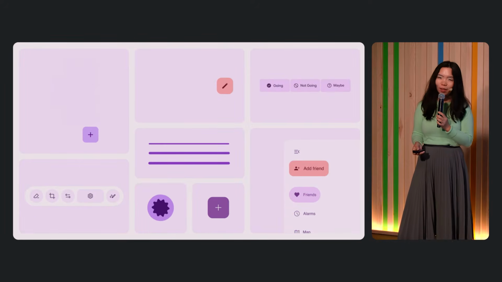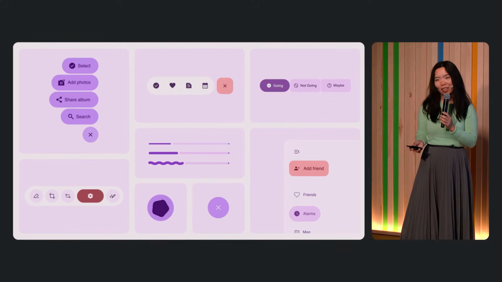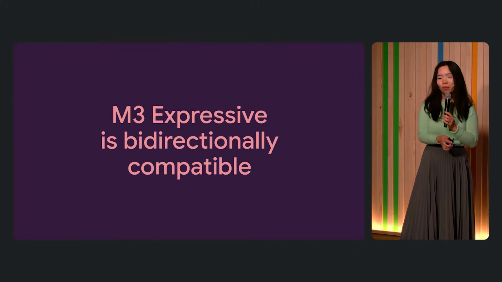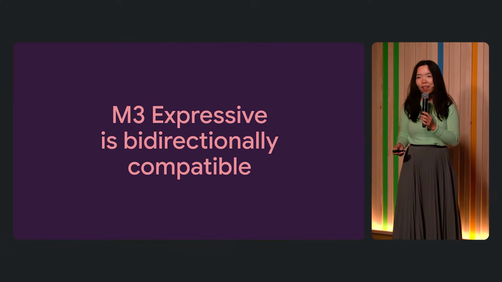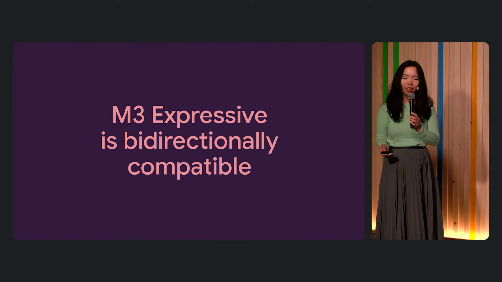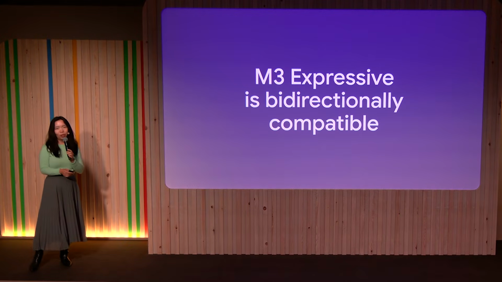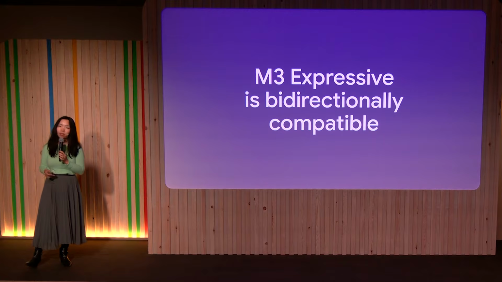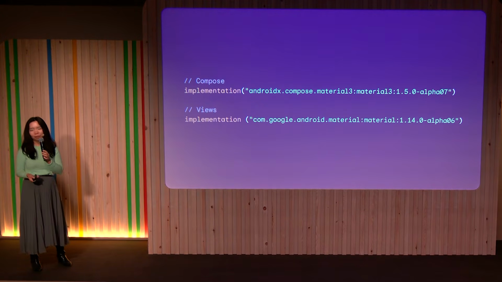Now let's walk through what exactly is this update, starting with the fact that it is not another version of Material. Material 3 Expressive libraries for Android are bidirectionally compatible. This means that all of the updates complement existing Material 3 components and features and can be used with both Material or Material Expressive themes. So you and your team can start using them today. The newest Expressive APIs are available in both Material Compose and the Views libraries.